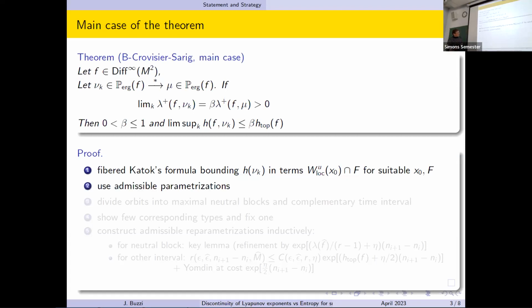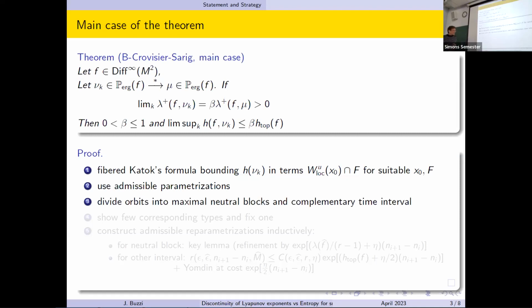Then, since we want to be dealing with information that comes from the derivative, I mean the Lyapunov exponent, we want to be looking at curves. So we will use parametrizations, and we will do it for several reasons in the spirit of Yomdin. We will be looking at pieces of curve which have small size with respect to their derivatives up to some order. That's the kind of general setting.